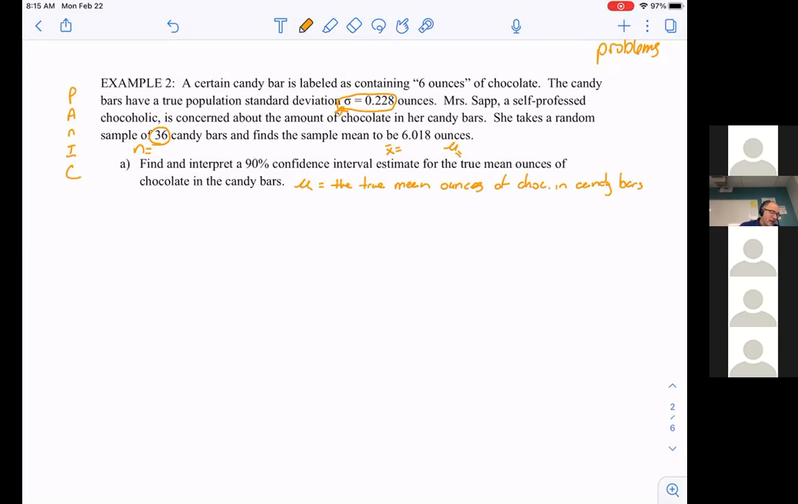We have some assumptions to make. So this is P, this is A. Number one is, do I have a random sample of candy bars?